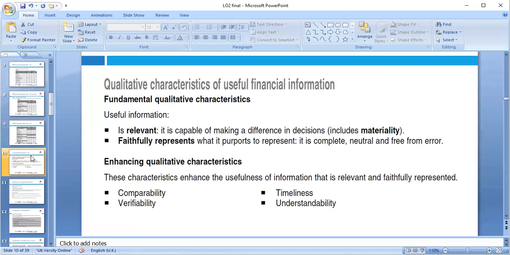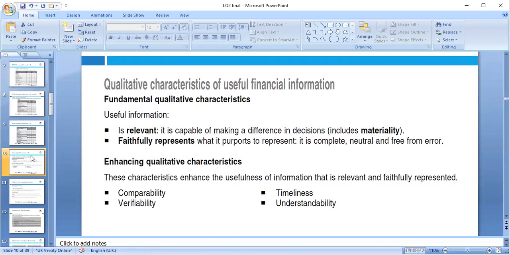Okay, so when we are talking about the conceptual framework, we need to follow the qualitative characteristics of financial statements. The fundamental qualities: it needs to be relevant, capable of making a difference in decisions, and this includes materiality, which means the financial statements should contain the relevant information. Faithful representation: the purpose is to represent information that is complete, neutral, and free from error.